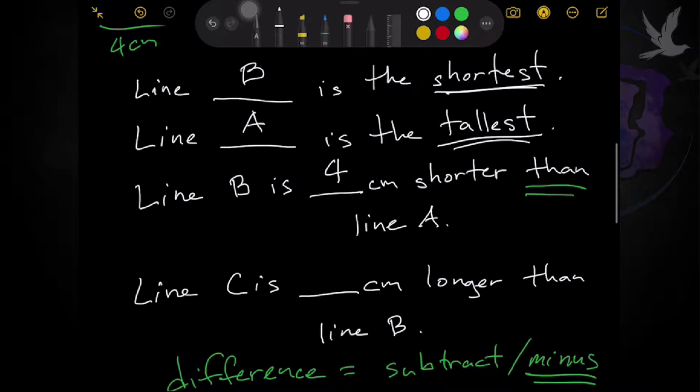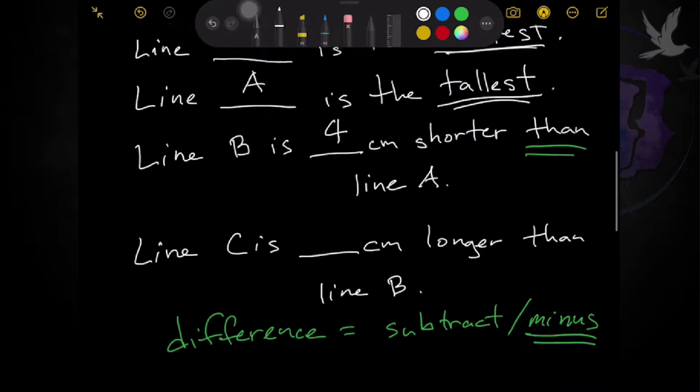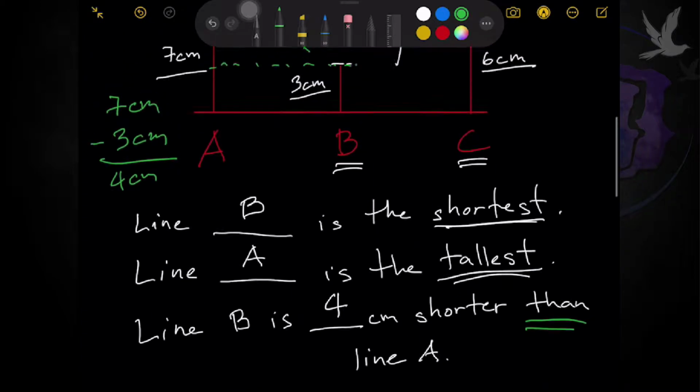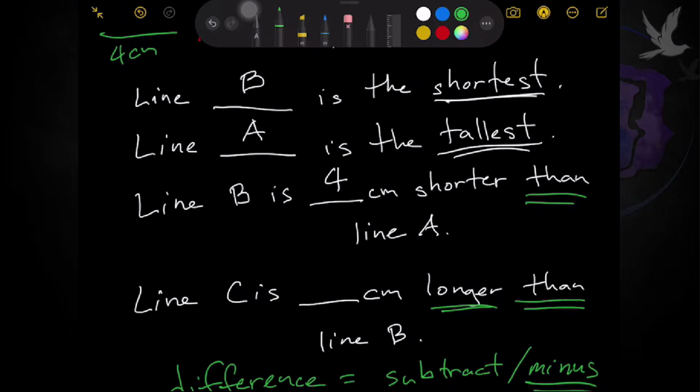Doing the same with line C. Line C is blank centimeters longer than line B. Then again, there is a comparison between line B and line C. As it says here, line C is blank centimeters longer than. Then again, we have our clue word here, than. We are comparing again. Okay, it's not always, pero in this case, since there's only one sentence about it, we are basically comparing. This time we are talking about longer. How much longer is line C compared to line B? Line C is blank centimeters longer than line B.